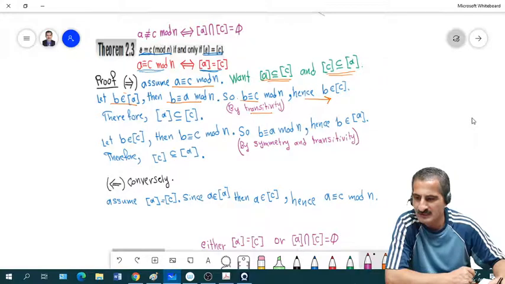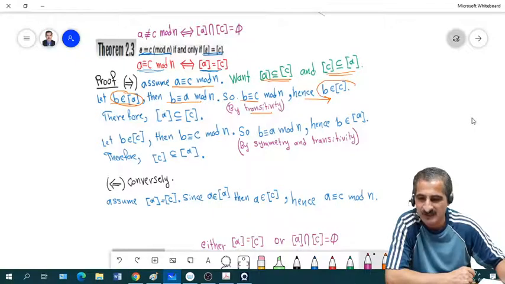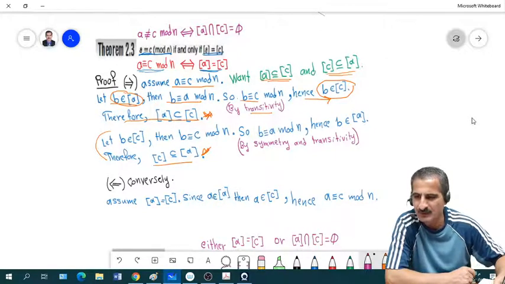Now we chose B to live in the equivalence class of A, and we showed that it lives in the equivalence class of C, so we achieved this containment. Now do the opposite, read it by yourself, and then this containment will be achieved. Now this and this will make us conclude that the equivalence classes are equal.